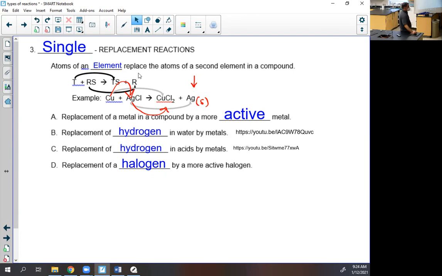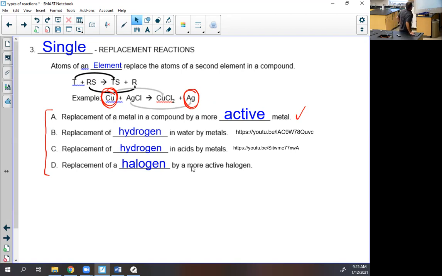A single replacement reaction, if you can see the model, will always have a single element on both sides of the arrow. It's the only type that has a single element on both sides of the arrow. All right. Now, there are 4 ways that this process happens. The replacement of a metal in a compound by a more active metal. This is the one I will demonstrate here in a minute.